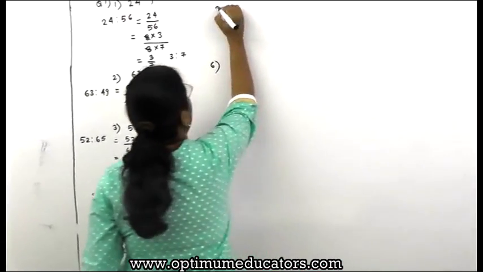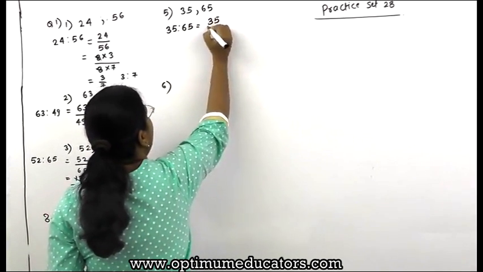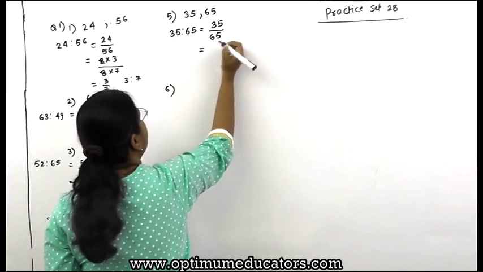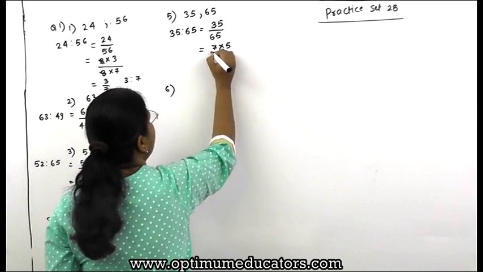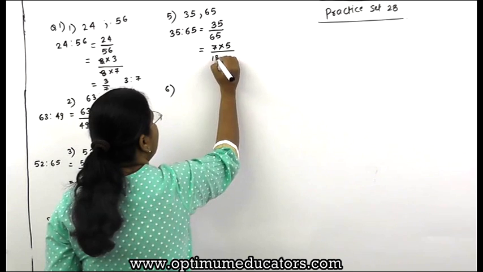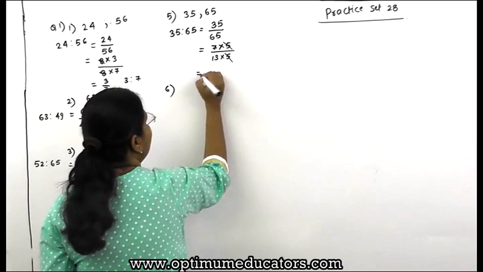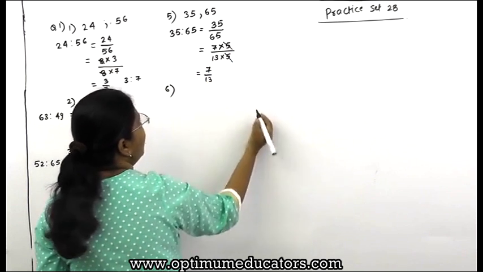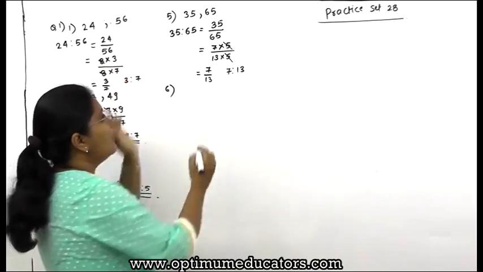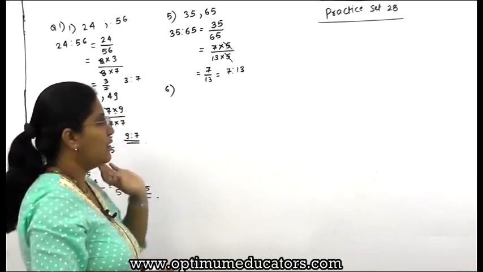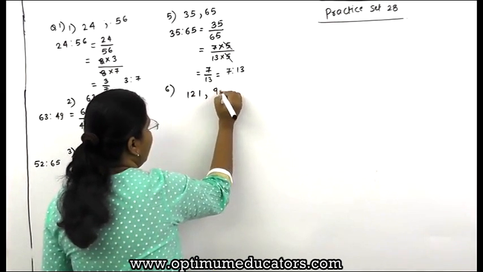35 and 65. 35:65, same as saying 35/65. 35 is 7 5s are 35 and 13 5s are 65. 5 and 5 common factor goes off. What remains is 7/13, which is same as 7:13. So 35:65 is same as 7:13.